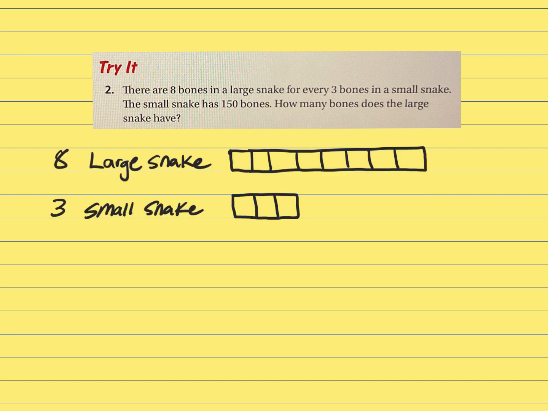All right, just as a check-in, hopefully you have your tape diagram set up like this. All right, and what we know is that the small snake has 150 bones. That's total. So we have to take 150 and we have to divide it by 1, 2, 3, and we get 50. That means that each of these tape diagrams equals 50. So now figure out how many bones the large snake has.